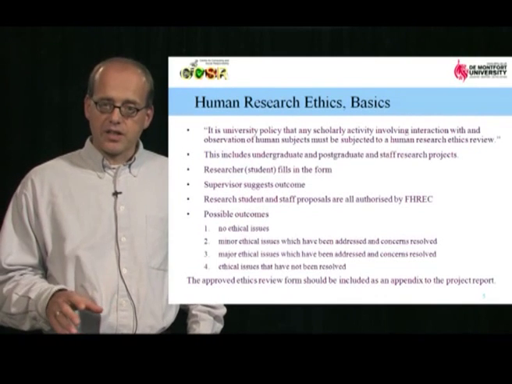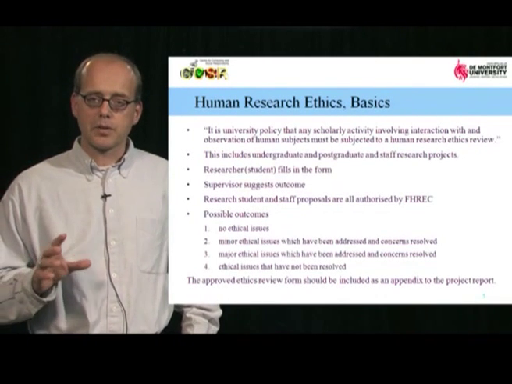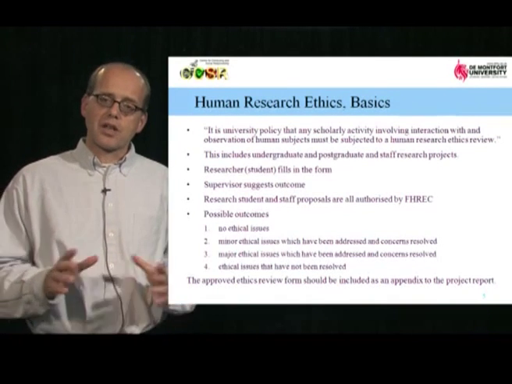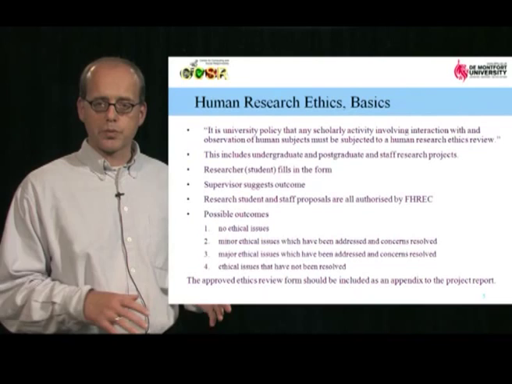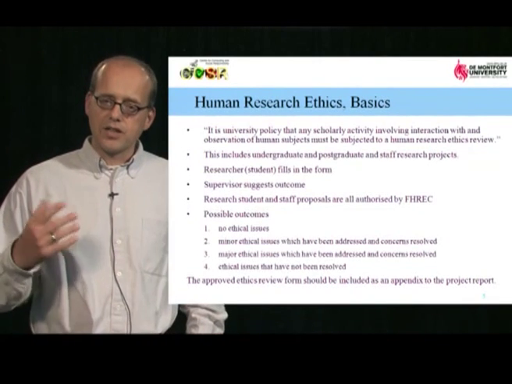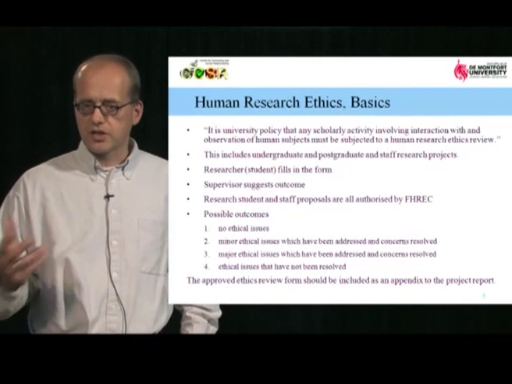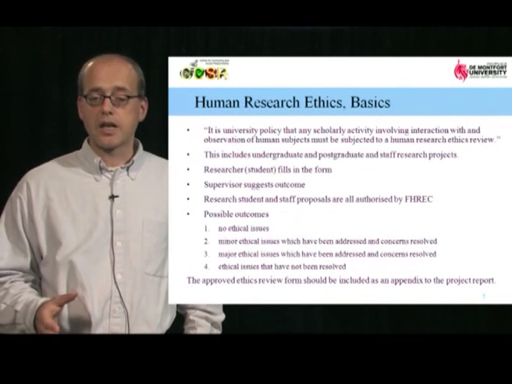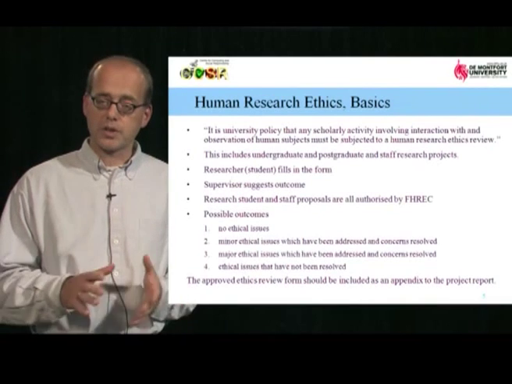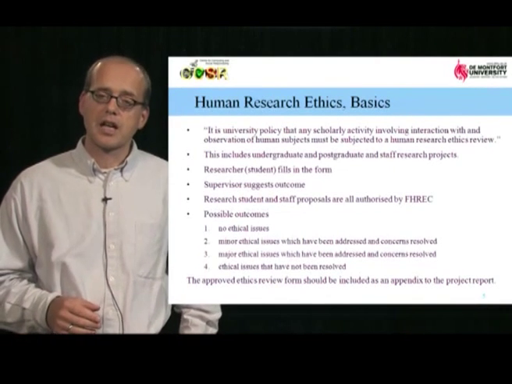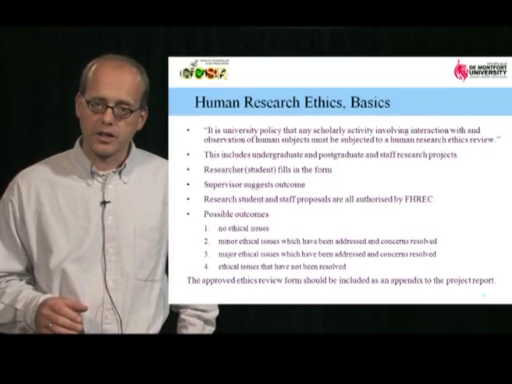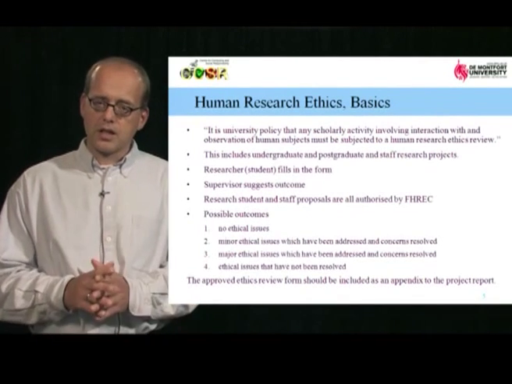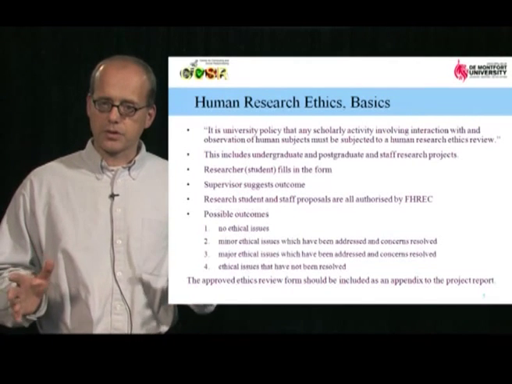Then the majority of cases are the next point. It's the outcome number 2, where there are minor ethical issues which have been addressed. So that's typically the case when you want to do interviews, when you do surveys, when you do any sort of research with rational adults who are aware of what's happening. Outcome number 3 is where there are major ethical issues which have also been addressed, where the concerns have been resolved. And this is typically the case where the research involves vulnerable people, where it involves children, where it involves patients in hospitals and so on.